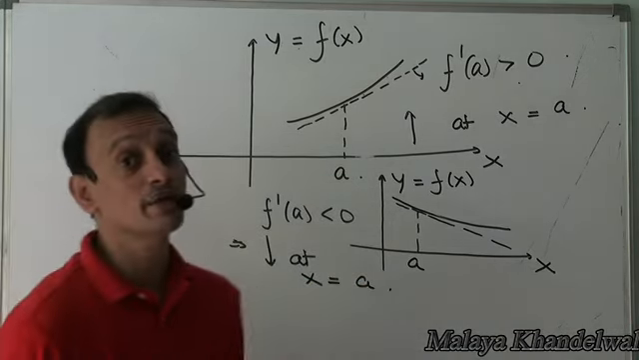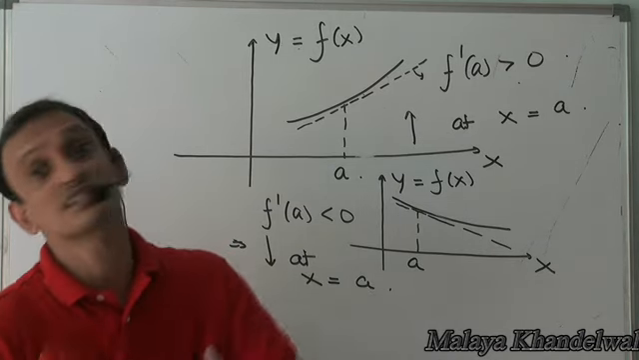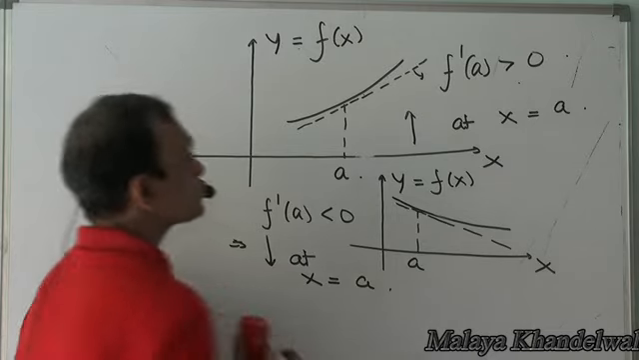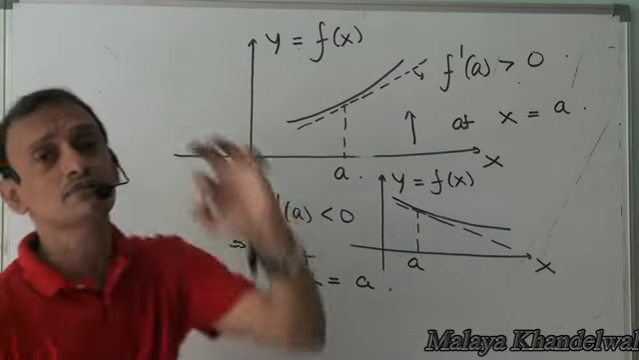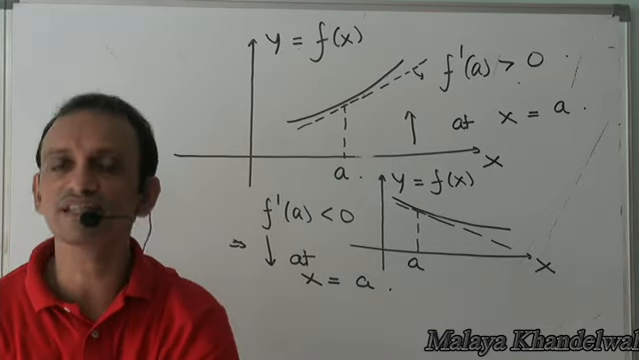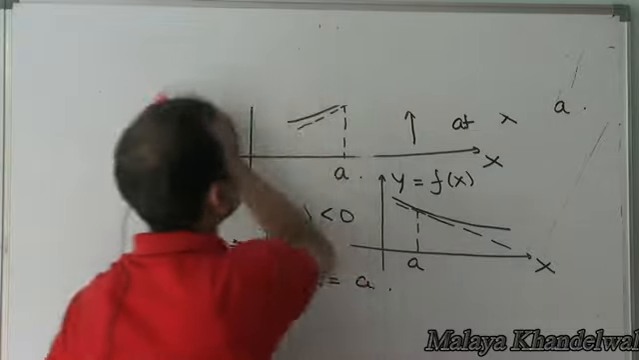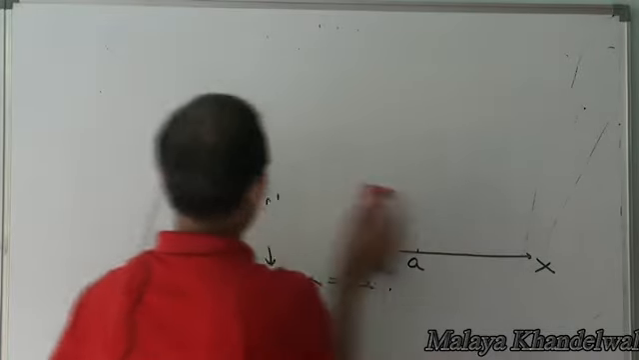Suppose f dash a becomes equal to 0 at x equal to a. What if f dash a becomes 0? Let's examine that. So for sure, if the derivative at a given point is positive, the function is said to be increasing at that point. If the derivative is negative, the function is said to be decreasing at a point. But what if the derivative at a point is equal to 0?